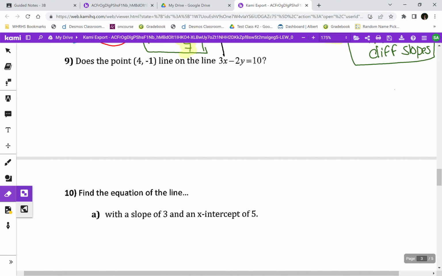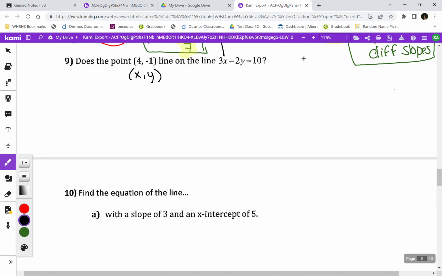Now, every point is an x comma y, right? Well, what I can do to see if this point exists on this line is I'm going to plug in 4 for x, I'm going to plug in -1 for y, and if the left side equals the right side, then it exists on the line. If the left side doesn't equal the right side, then it does not exist on the line.